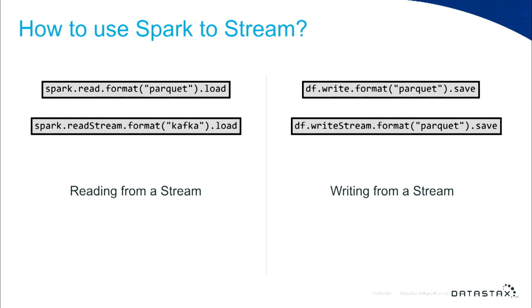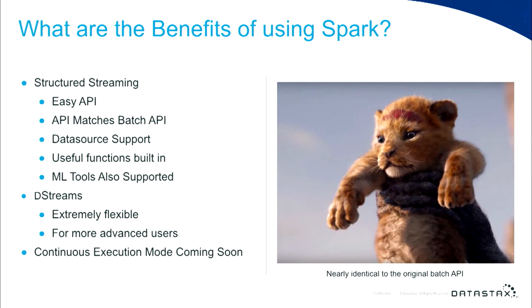So the only real difference between these is we change read to read stream, and the rest of it is the same. The elements that come out of this are still data frames, and you can actually still do any data frame code on them. The only problem is that there are certain operations that you can't do in a streaming context. For example, you can't just count every element in a streaming context because that would never return. You have to count by a certain window or something like that.